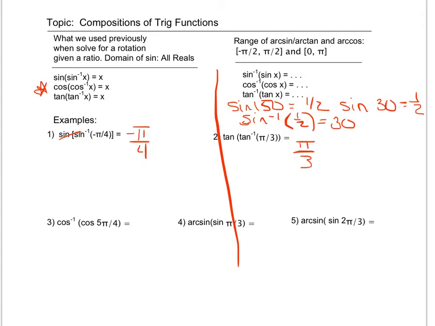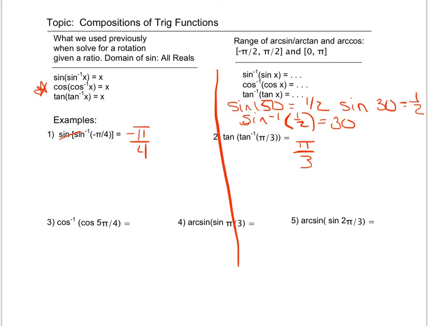However, when we move into examples 3 through 5, now I have my inverse trig function on the outside. So now I have to be aware, because if the value in here is not within my range restrictions, it's not just going to cancel and give it to me back. So I know that when I take cosine inverse, my range restrictions tell me that my answer has to be between 0 and pi. Since 5 pi over 4 is not between 0 and pi, cosine inverse and cosine are not simply going to cancel.